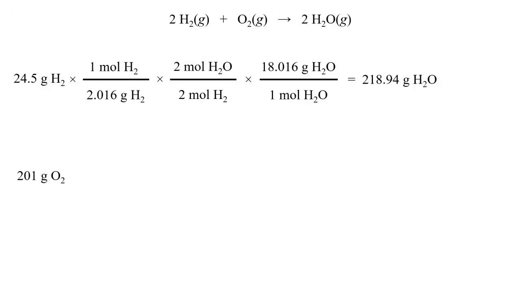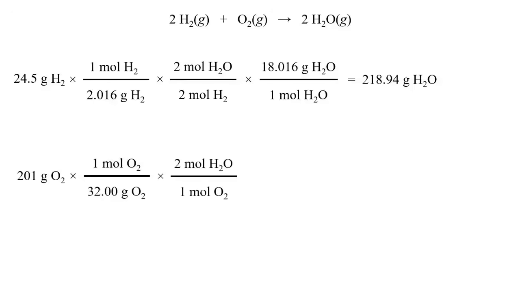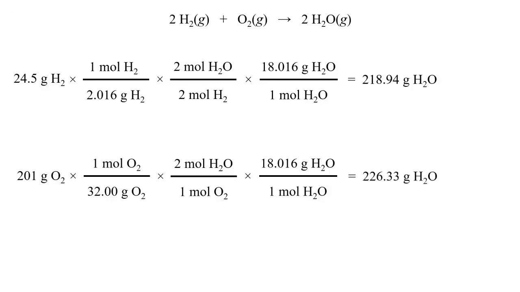We have to do the same process for O2. We'll first convert grams of O2 into moles. So the molar mass of O2 is 32 grams of O2 on the bottom, 1 mole of O2 on top. Then we use our coefficients, 2 moles of H2O over 1 mole of O2, and then the molar mass of water yet again. So 201 divided by 32 times 2 times 18.016, and then we have our theoretical yield of water coming from oxygen. Remember, we've converted each reactant separately into the possible amount of water that could be produced, but we focus on the smaller of the two amounts in these stoichiometry calculations.